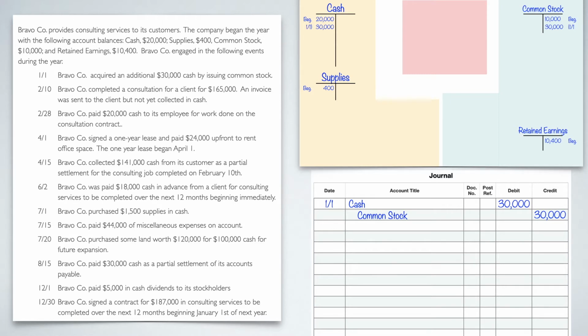Bravo Company completed a consultation for a client for $165,000. An invoice was sent to the client, but not yet collected in cash. So in this one, we've done the work. We've sent the client the bill. They just haven't paid for it in cash yet. They still owe us. So again, first question, is cash involved? Well, no, cash is not involved here because they haven't paid it yet.